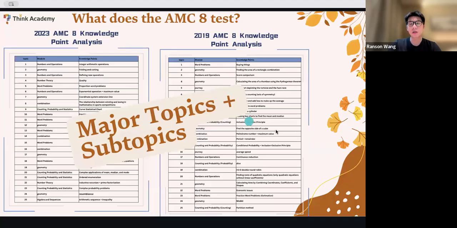Okay, so those are what are on the MCA. As you can see, those are knowledge points not only in our school content, but you also have to really think beyond that.